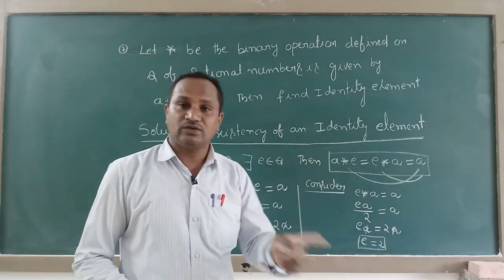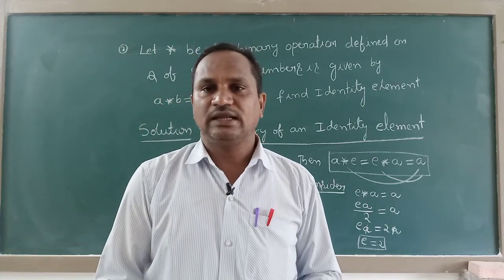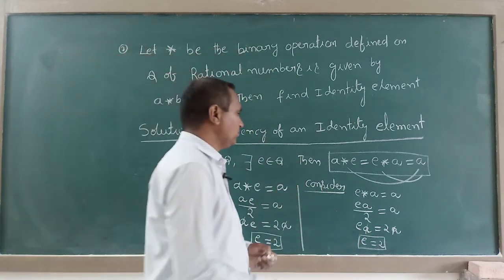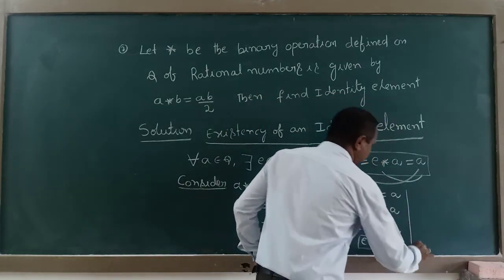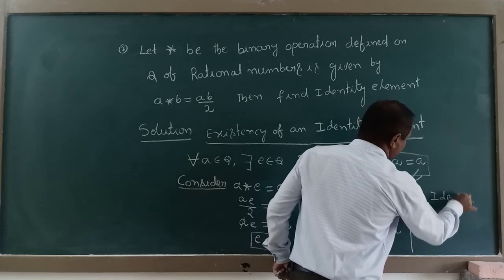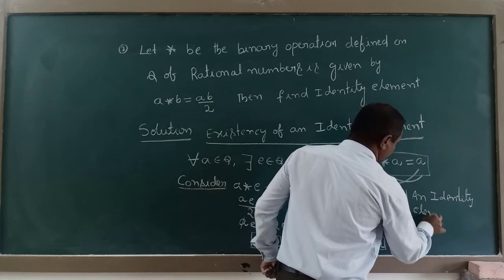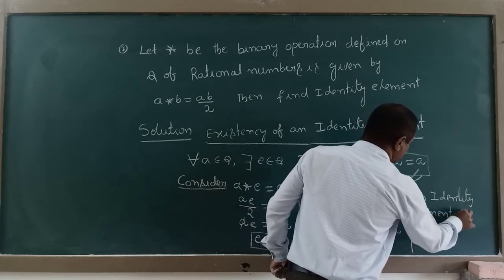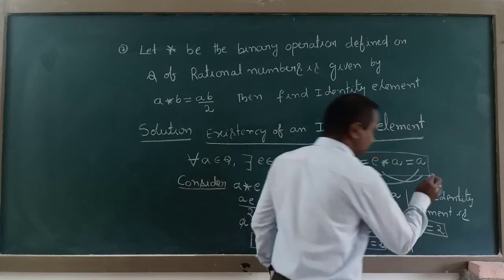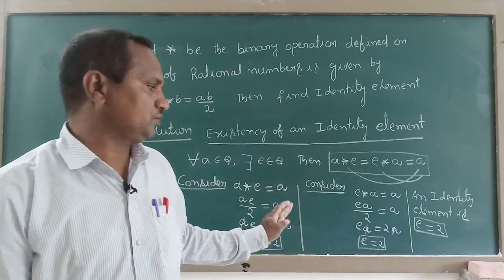Same, and one and only one number, that is E is equal to 2. Therefore we should write here that an identity element is 2. Therefore we can write that an identity element is E is equal to 2 for this given operation. Like that we found an identity element, that is E is equal to 2.